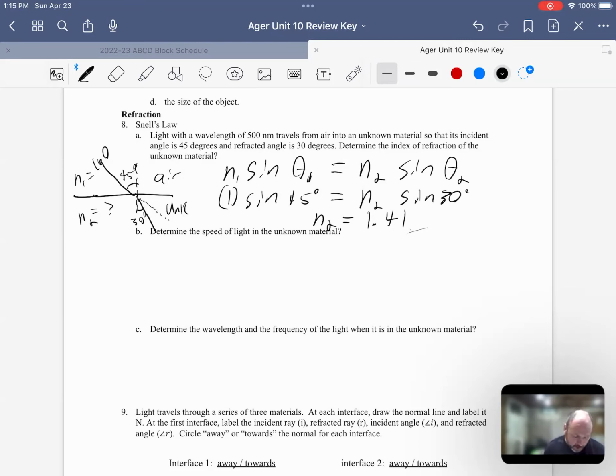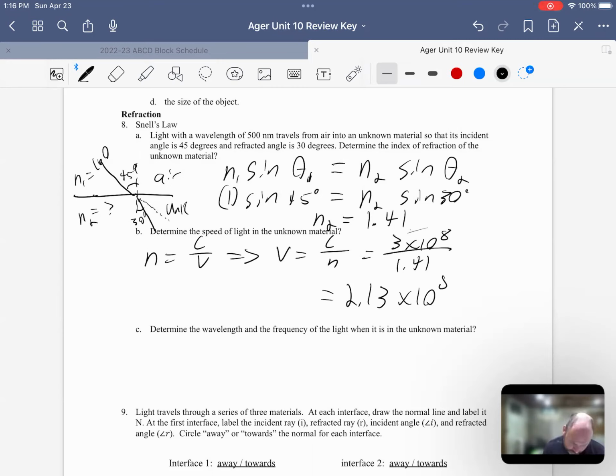So now that we know N, we can find the speed in that material. Remember, N equals C over V, but that equation, the one from your sheet, becomes V equals C over N when you rearrange it. Then we get 3 times 10 to the 8th divided by 1.41, and that's going to come out to be about 2.13 times 10 to the 8th meters per second. So that is our speed of light in the new material. Definitely slowed down.